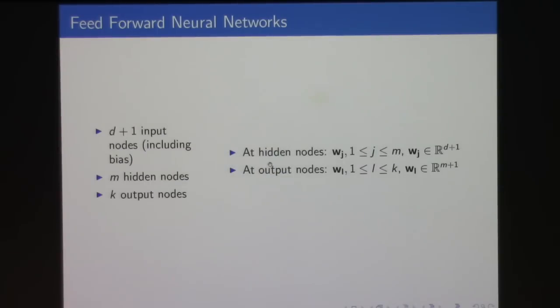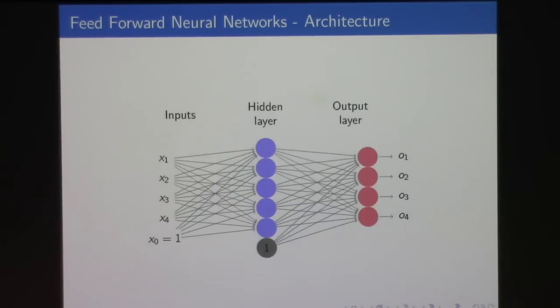At output nodes, you will have vectors which we denote as wl. L will go from 1 through k, because there are k output nodes. That vector will have m plus 1 entries, because it needs to combine the stuff coming in from the hidden units. There are m hidden units and there is one bias node, so there will be m plus 1 wires coming in. So you need an m plus 1 length vector here to combine them.